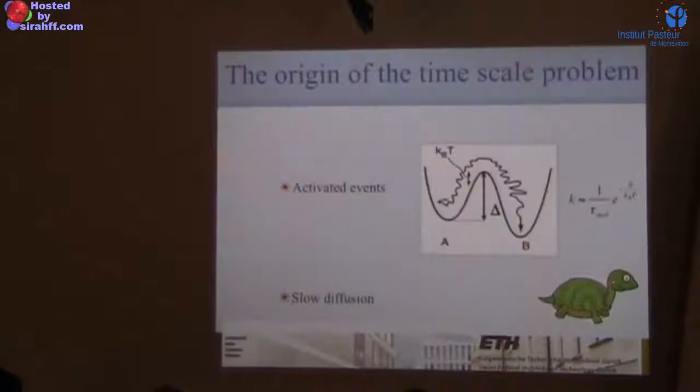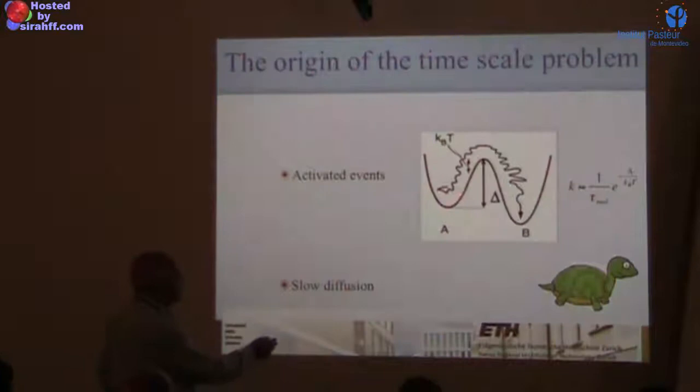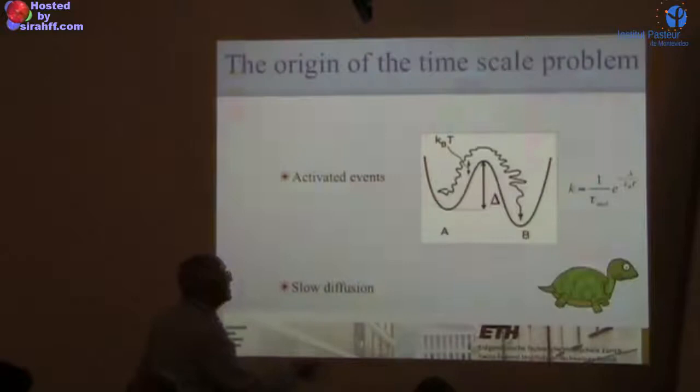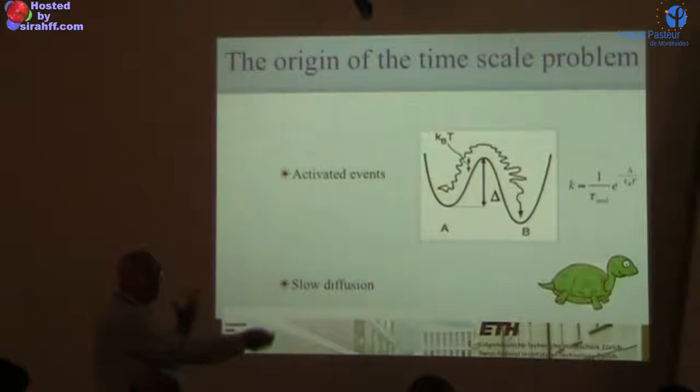The other is to do with the presence of a barrier. You start your simulation here, and if there is a very large barrier, you will remain in this minimum and never go into the other minimum B. That is because the probability of going from A to B is exponential in the height of the barrier, as we know from transition state theory. In principle, if we know the position of this place and the height of the barrier, then we can use transition state theory and calculate the rate. But can we do that for a protein? In many quantum systems, simple reactions, that works very nicely.